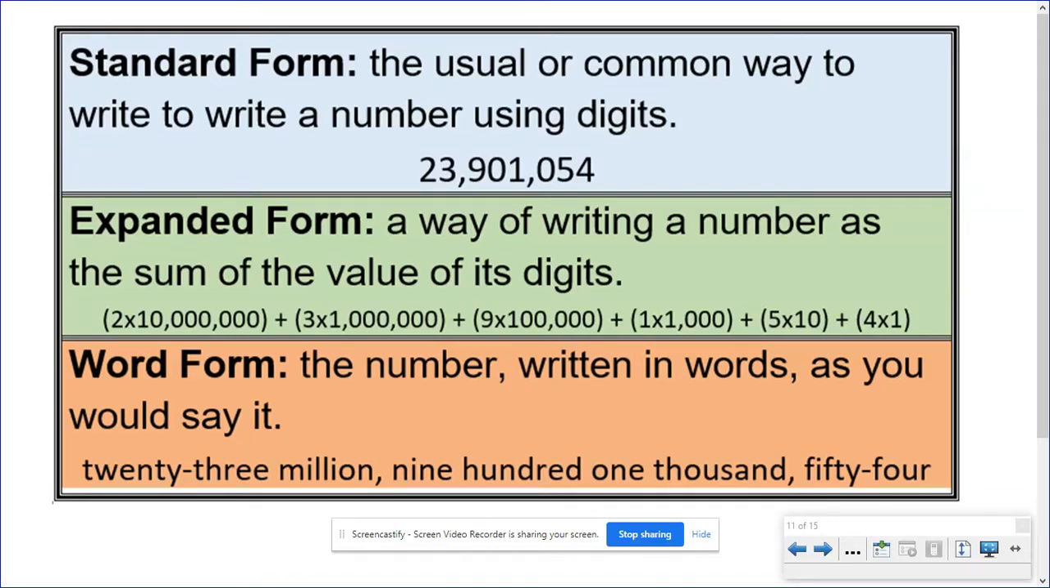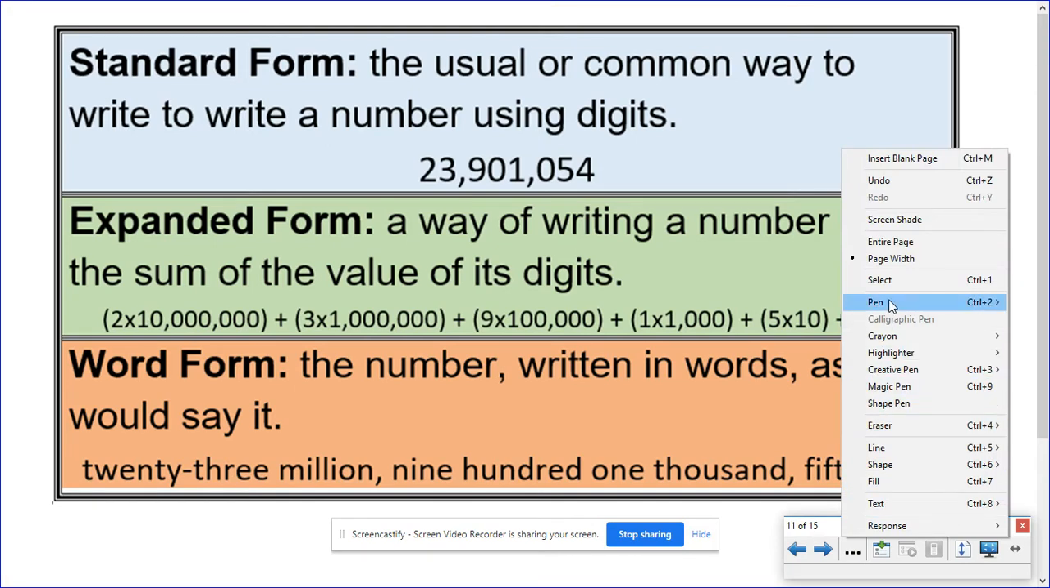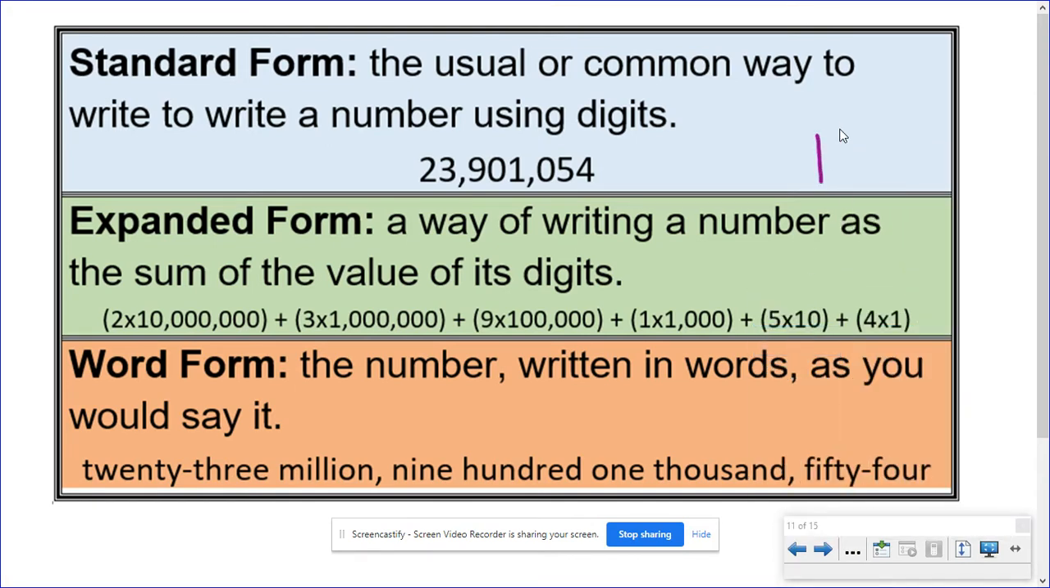Hello, let's talk about number forms. There are three different forms, three different ways to write a number. The first one is the way that we're most familiar with, which is standard form. That is just a number, right? Another example of a number in standard form might be 16.